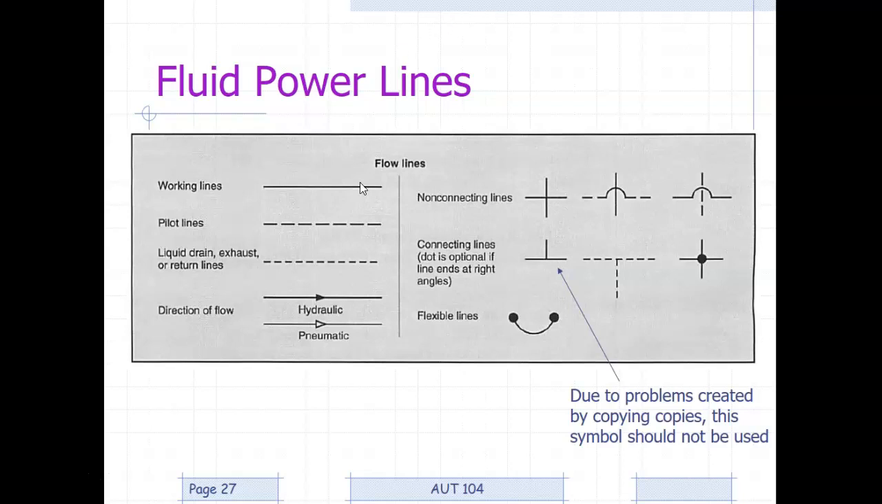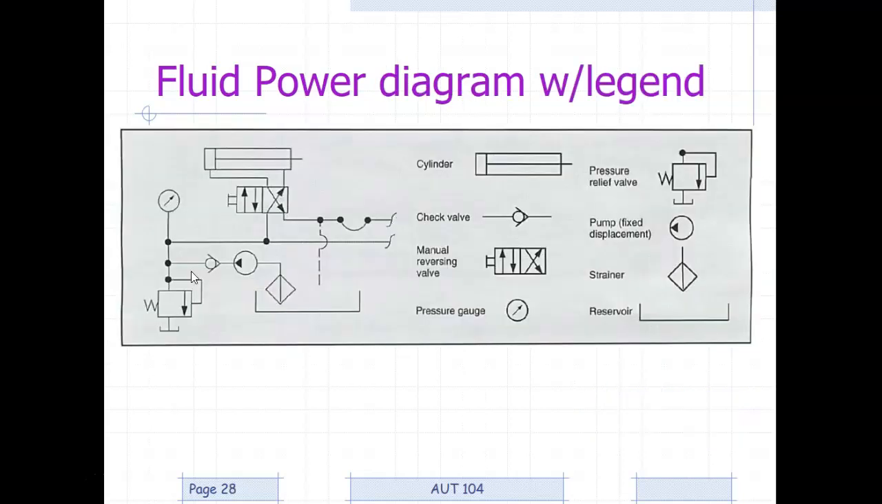So fluid power lines, you have the working, you have the pilot, drain, and of course, direction of flow. Biggest thing here is anytime you see that little black dot, that means it's a what? It's a connection point. To show you, connection, connection, connection, connection. Versus this, which means that it's jumping over it.